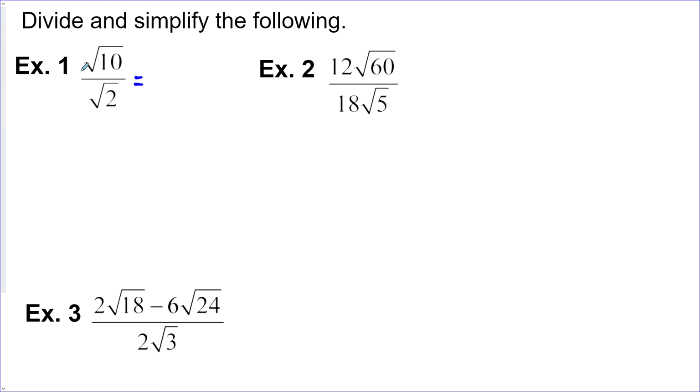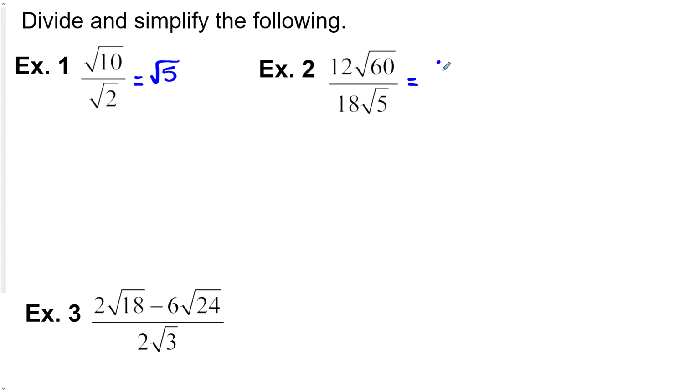Divide the coefficients. In this case, there's a 1 here and there's a 1 here, so 1 divided by 1 is 1. We still don't write it. And divide the radicands. So 10 divided by 2 is 5. Example 2. We'll divide the coefficients and then divide the radicands and see what happens. So 12 divided by 18.